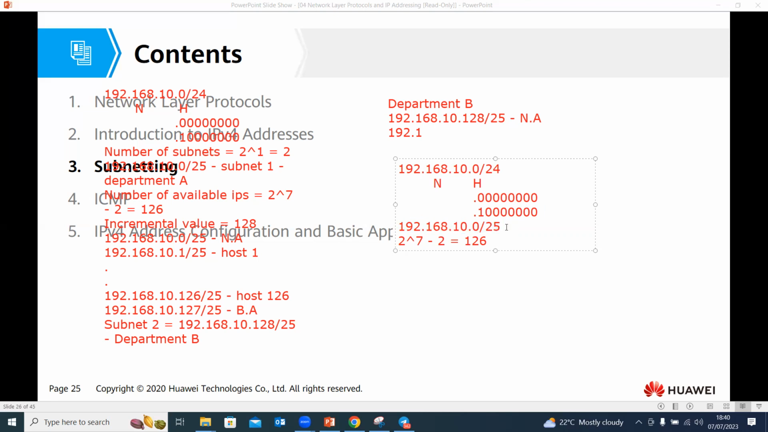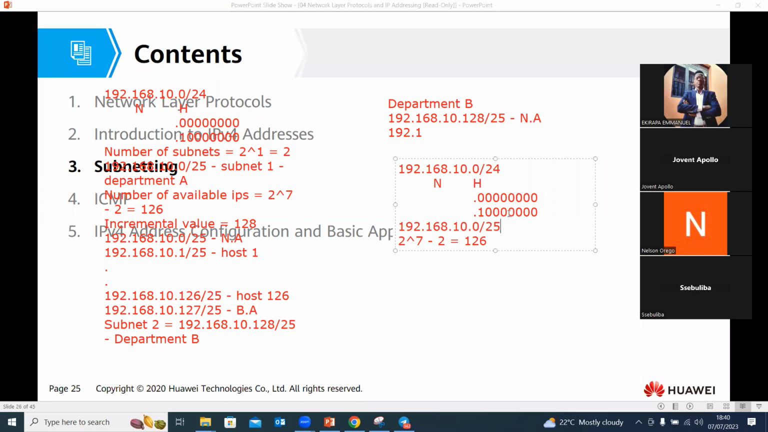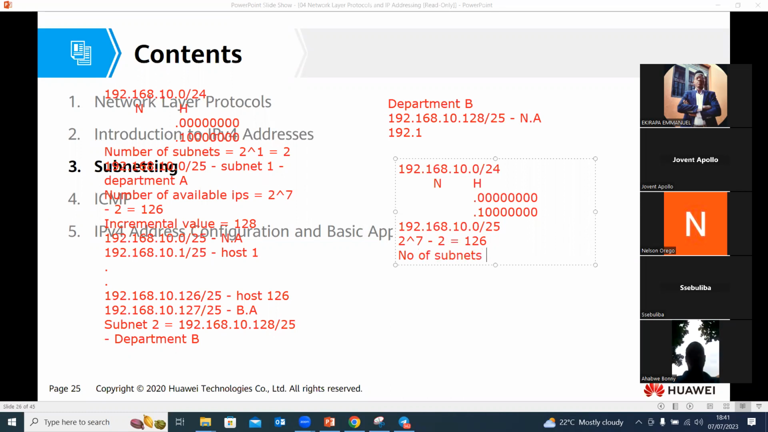We can continue. But guys, when subnetting, I'm doing this from experience because I've told you that in my company I have 2 departments. So in my mind, I know that to get 2 departments or 2 subnets, I have to get 1 bit because it will be 2 power 1. So let me just complete this. Number of subnets will be 2 power 1 to get 2 subnets, and this is the first subnet.